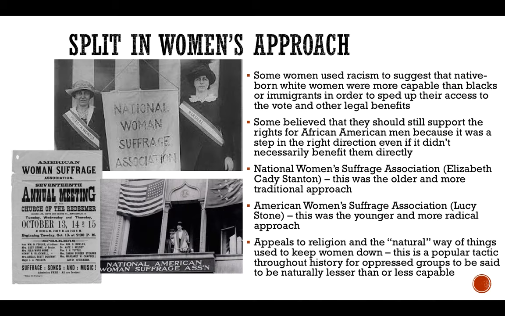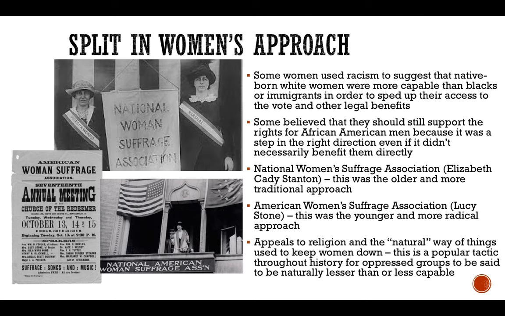There was a split in the women's approach to obtaining these rights. Some women ended up resorting to racism, suggesting that native-born white women were more capable than Blacks or immigrants, and this would suggest that their voting rights and other legal benefits should be focused on first because they were going to be more capable than these other groups.